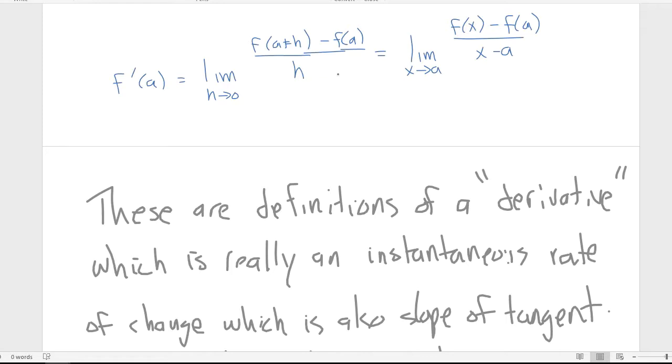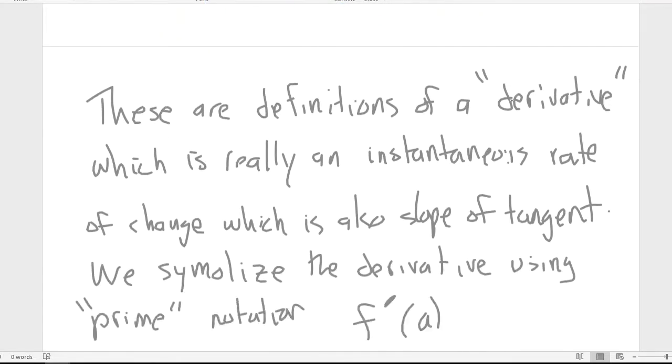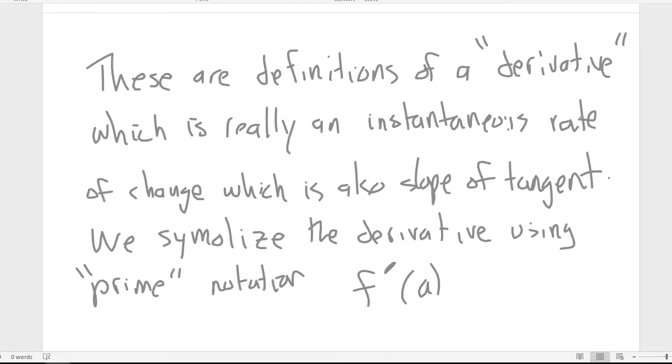So again, here's the slope of the secant line, f at a plus h minus f at a, over h. But when we introduce the limit, that makes this average rate of change become instantaneous, and it becomes the slope of the tangent. And this is another way for us to write that definition. So these two definitions here are for a derivative. We symbolize it f prime. And again, this is really an instantaneous rate of change, which is also the slope of the tangent. So we're going to symbolize this derivative using the prime notation. Now, the reason that we're introducing this term derivative is that rates of change can apply to many, many different applications in the scientific world.